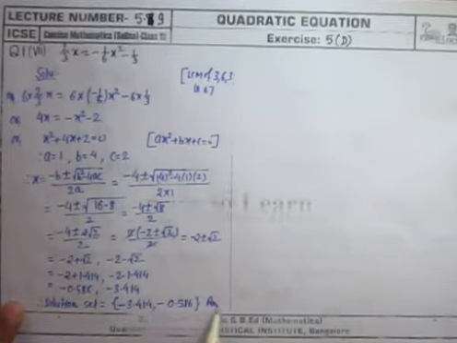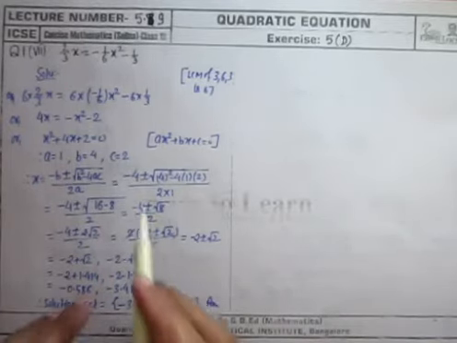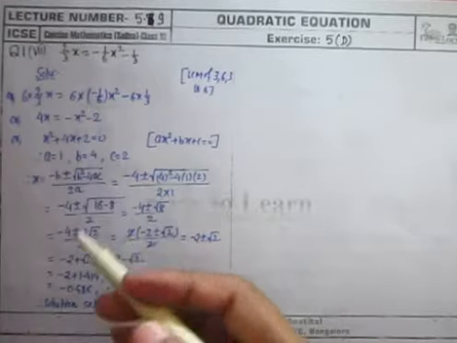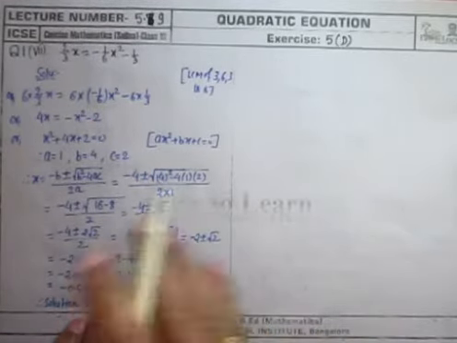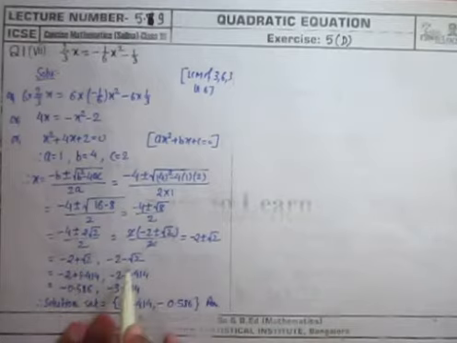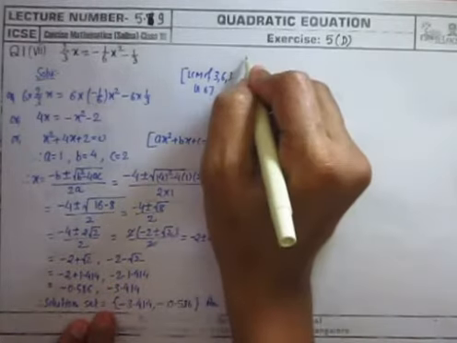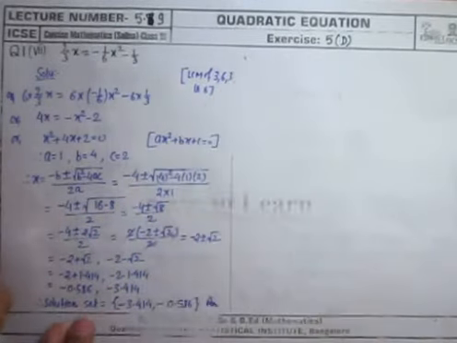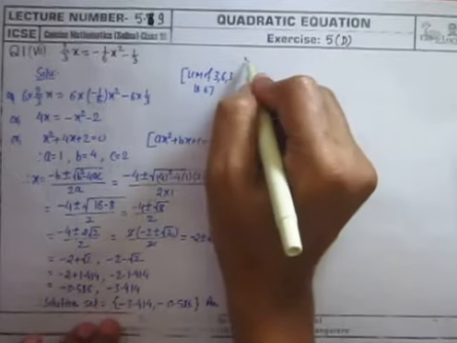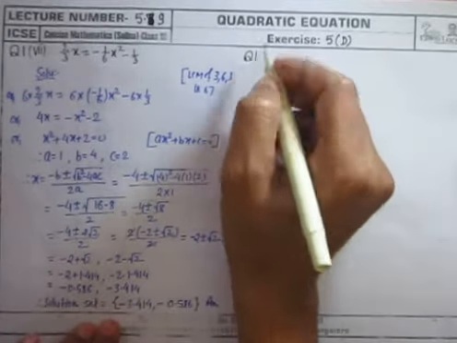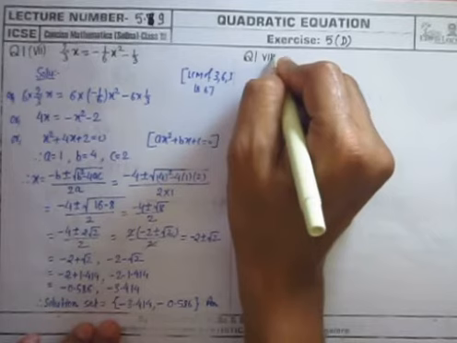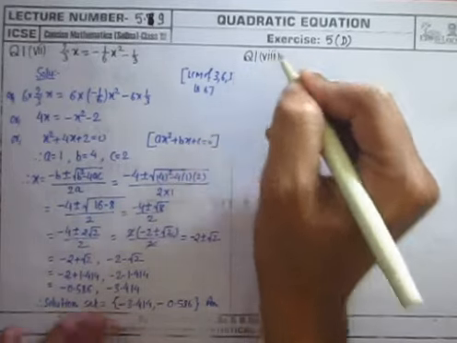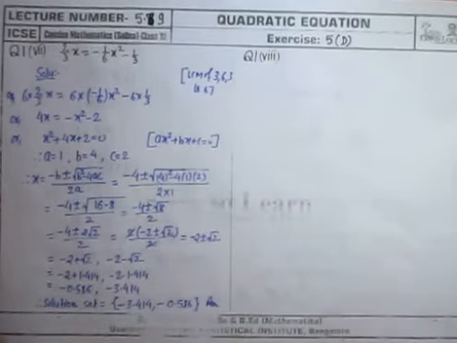This is the answer. Now here in this question nothing is written that you have to write answer up to 1 decimal, 2 decimal, nothing is written, so you can leave answer up to here also. Now question number 1, bit 8.